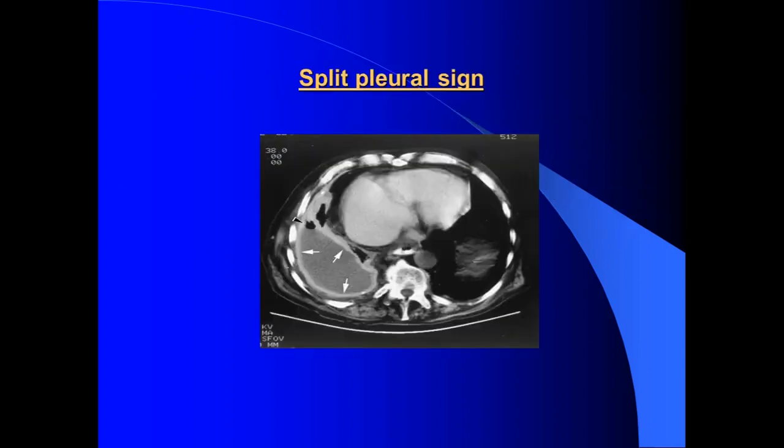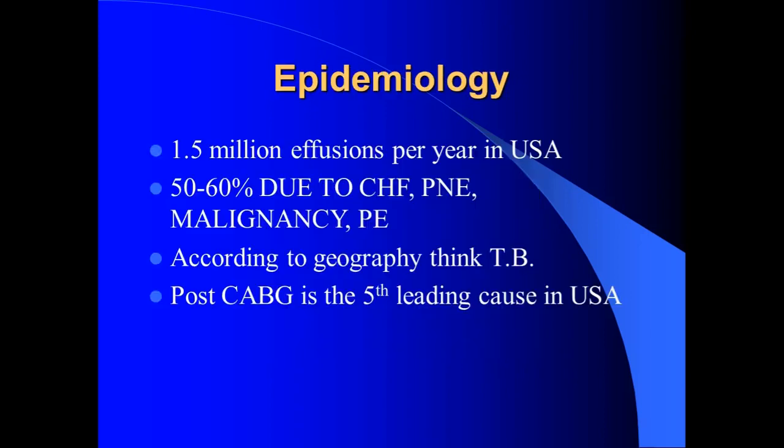The split pleura sign is one of the signs where there is thickening of the parietal and visceral pleura, and you will be able to differentiate between the pleural fluid and the pleural membrane. It is one of the signs of a complicated pleural effusion or empyema.